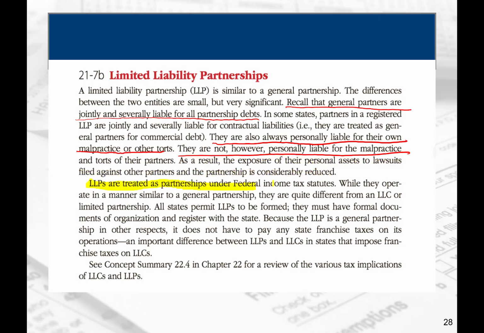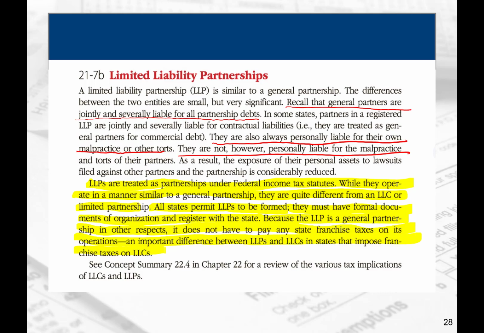LLPs are treated as partnerships under federal income tax. While they operate in a manner similar to a general partnership, they're quite different from an LLC or limited partnership. All states permit LLPs to be formed, and they must have formal documentation, but it's much easier to operate across different states. But because LLPs are general partnerships in other respects, they do not have to pay state franchise taxes on their operation. An important difference between an LLP and an LLC.